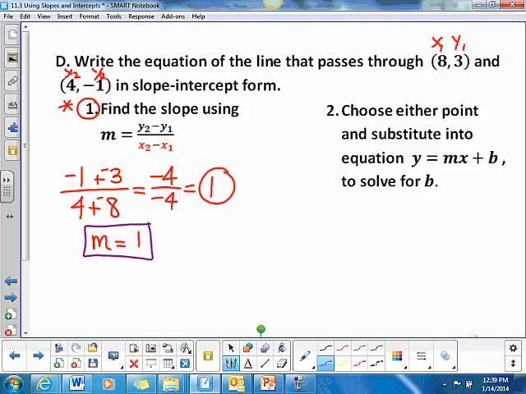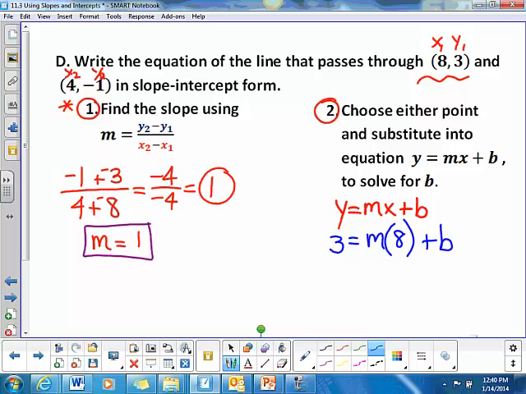Okay? Step number 2 says choose either point, so I can use the 8, 3, or I can use the 4, negative 1, and you're going to substitute it into the equation and solve for b. Okay, well, I don't want to mess with negatives, so I'm going to use the 8, 3 point. So I'm going to take the value of 8 and substitute it in wherever I see x. Take the value of 3 and substitute it in where I see y. So y is 3. X is 8.